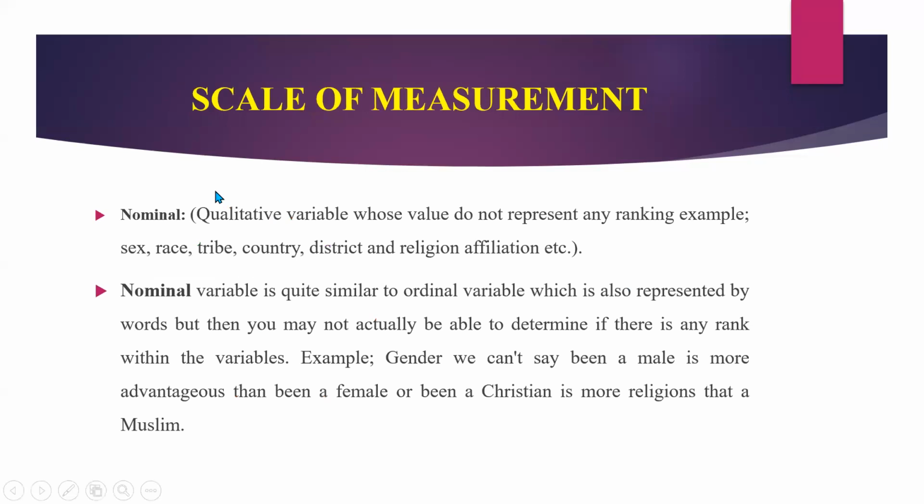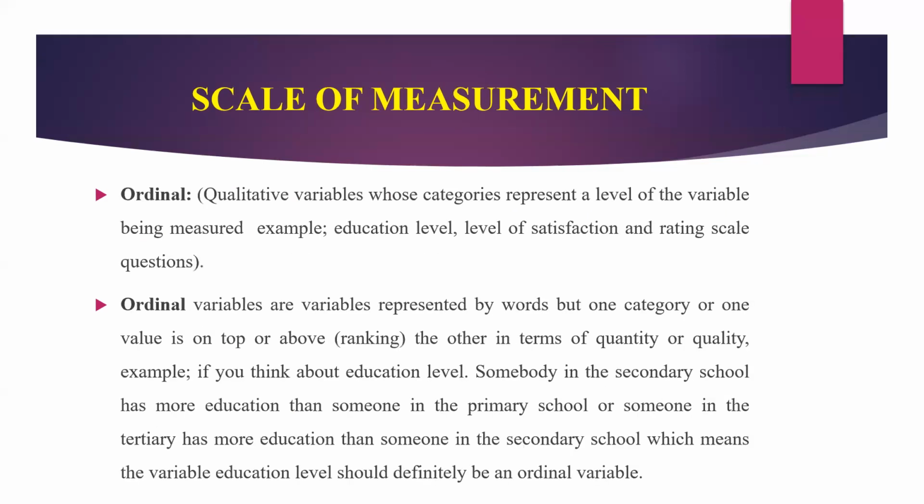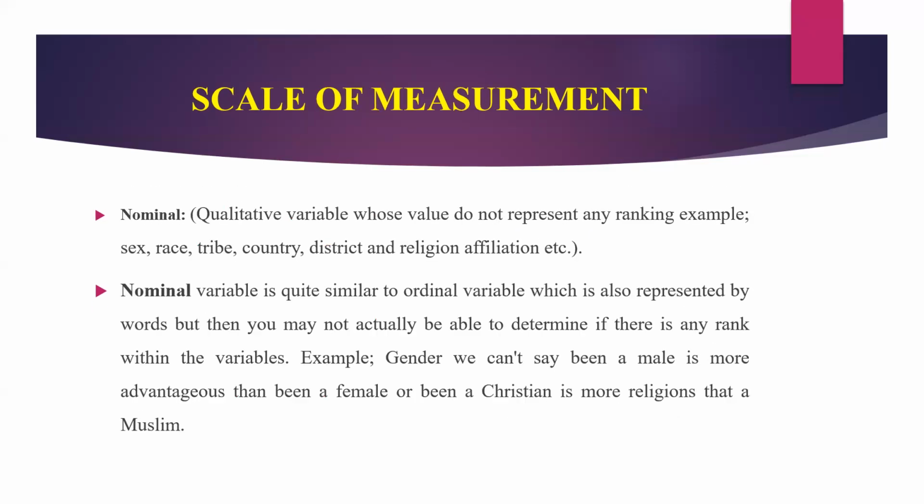A variable is said to be nominal if it's a qualitative variable whose values do not represent any ranking. Example, sex or gender of a person, race of a person, tribe, country, district, and religious affiliation. These are all examples of nominal variables.